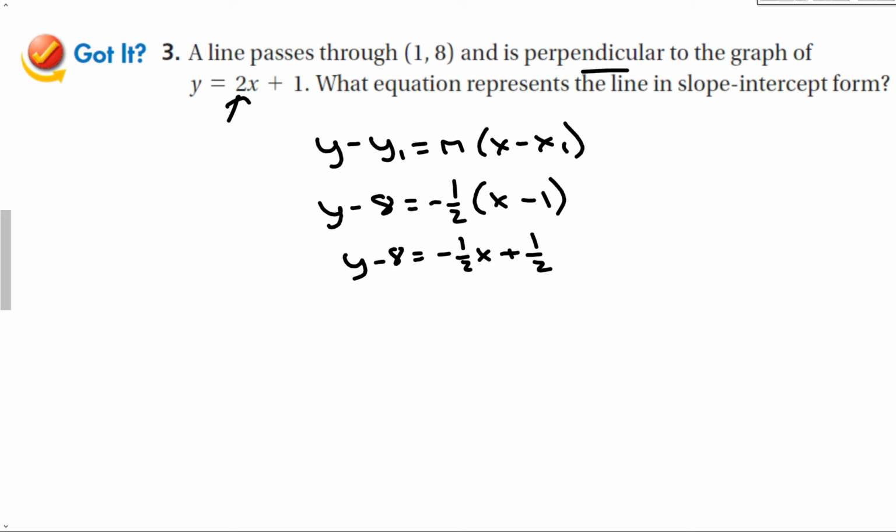Okay. Gets a little ugly here, right? Little fractions. So we're going to add 8 to both sides, and we get 8.5, which is y. We kind of like to write these as fractions. So I'm not going to write 8.5. I'm going to write 17 over 2. Okay.